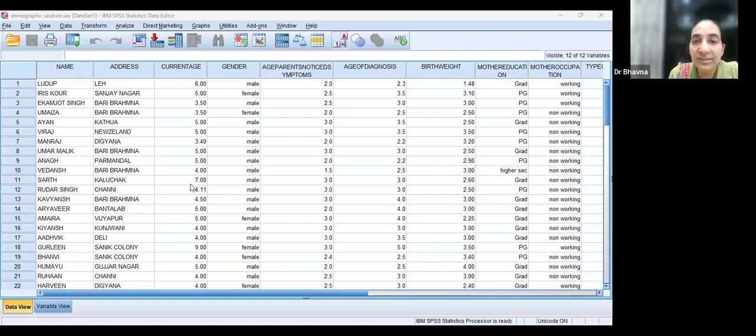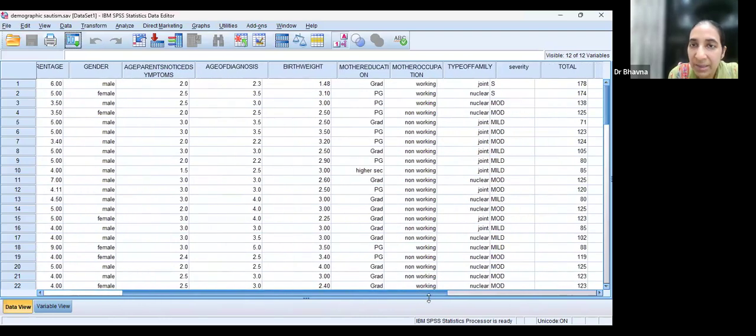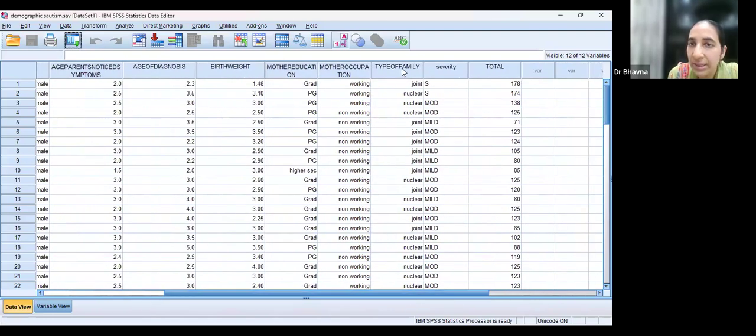See, it's just a version of Excel which is imported from Excel into SPSS. SPSS is a very popular software which is used in medical research. Just to give you a sensitization of what an SPSS sheet looks like. See, we have collected data for autism here. These are the names of the kids who have come to the OPD, their addresses, current age, gender, male, female, the age of parents, age at which parents noticed the symptoms, age of diagnosis, birth weight, mother's education status, mother's occupation, type of family, and severity: severe, moderate, mild.